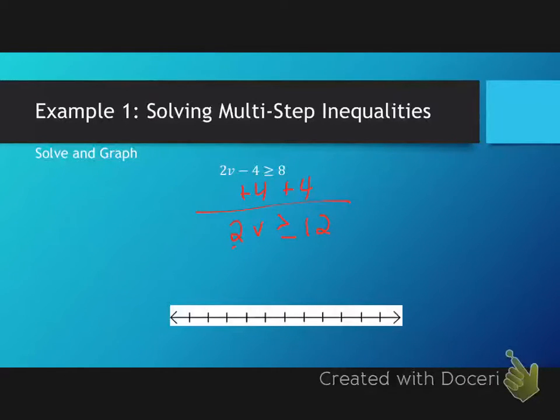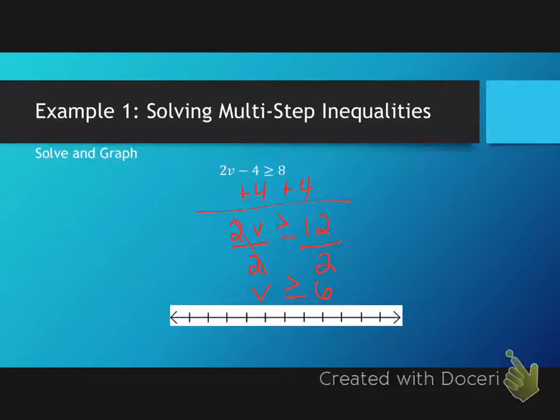Now, to get rid of this, remember it's 2 multiplied by v, so I need to do the opposite, which is to divide by 2. And I get v, because those cancel out, and 6. But look, the number I multiplied or divided by was a positive, so my sign stays the same. So v is greater than or equal to 6.